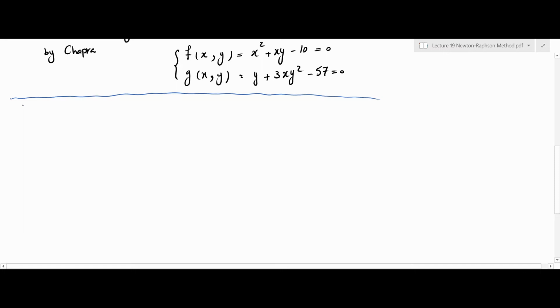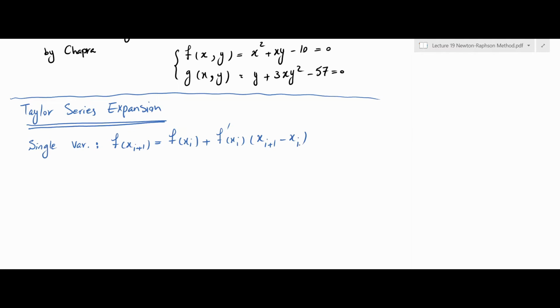In the previous session, we wrote the Taylor series for a single variable function, and we truncated the series after two terms, and basically we added the truncation error in here. Now we can expand the concept of Taylor series expansion for a system of multiple equations. For example, for our case, we start with writing the Taylor series expansion for function f, and we realize that this time f is a function of two variables, x and y.